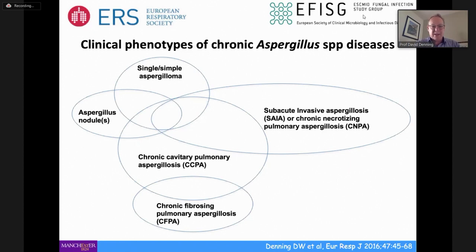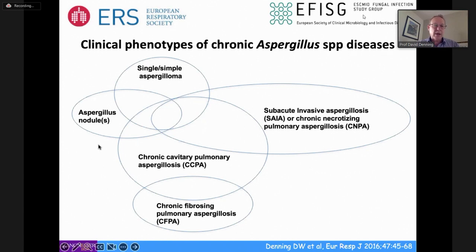The commonest is in the middle of the slide, chronic cavitary pulmonary aspergillosis. And when this progresses, which it does when it's not diagnosed in many patients, you get fibrosis of the lung, chronic fibrosing pulmonary aspergillosis, or destroyed lung. There are also patients with Aspergillus nodules, and this mimics lung cancer.